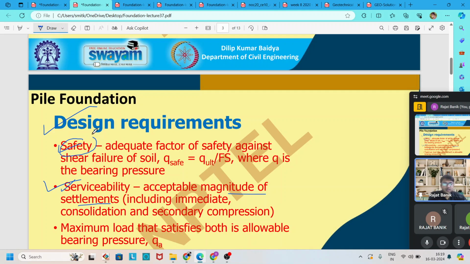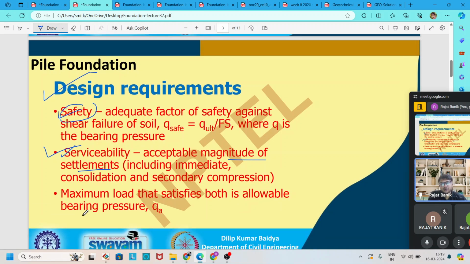Then there is one term called allowable bearing capacity. Allowable bearing capacity is the maximum load which satisfies both conditions, safety as well as serviceability. That means it is the bearing capacity which is safe against shear failure and also safe against settlement.